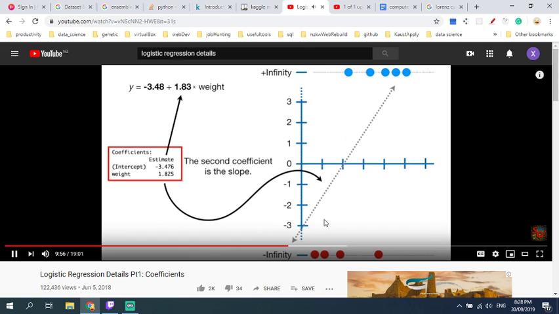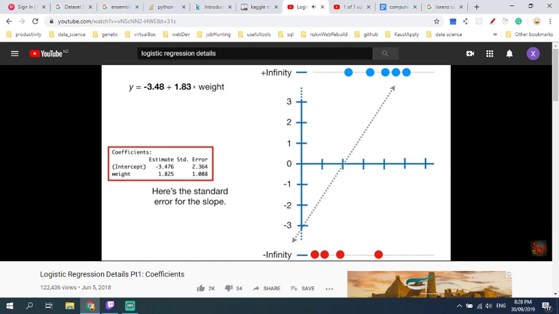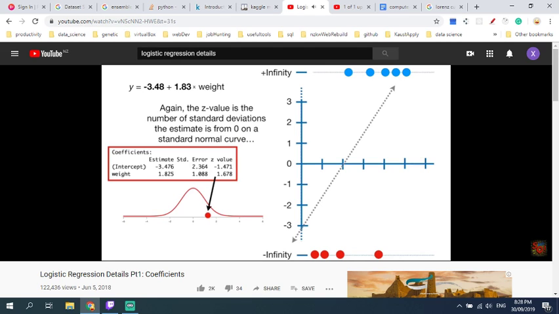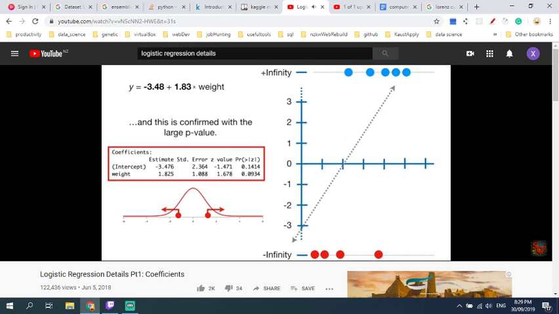The second coefficient is the slope. It means that for every 1 unit of weight gained, the log of the odds of obesity increases by 1.825. Here's the standard error for the slope. Again, the z-value is the number of standard deviations the estimate is from 0 on the standard normal curve. And again, the estimate is less than 2 standard deviations from 0, so it is not statistically significant. This is no surprise with such a small sample size. And this is confirmed with the large p-value.